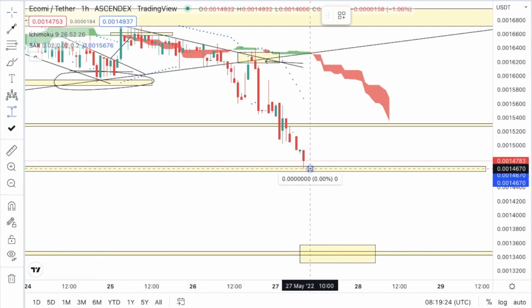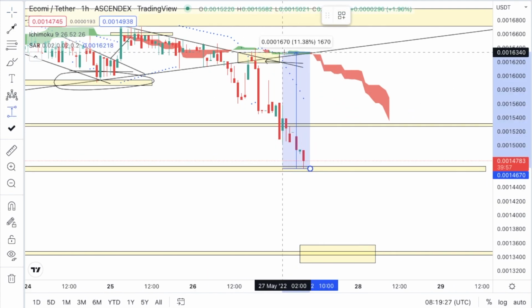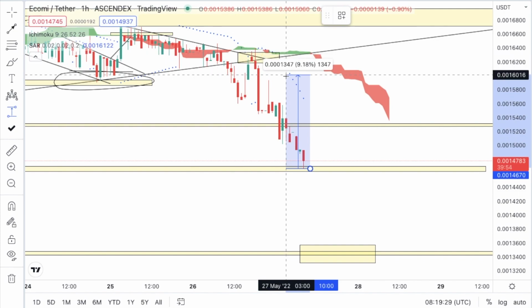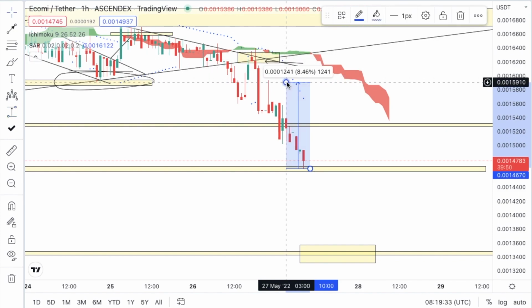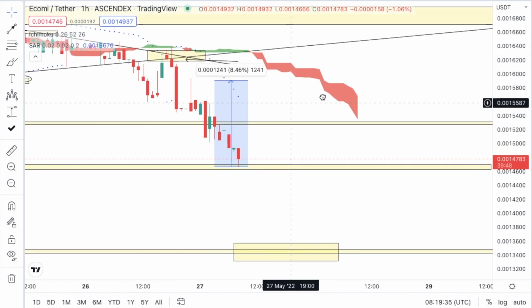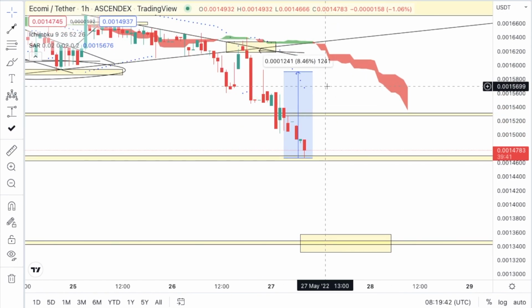We're going to go from the bottom, and we're not actually going to the top, because let's just say you missed out on the opportunity and you actually took it off of this level, 0.00159, okay? So even if you took it off of that level, that is an 8.46%. 8.46 is such a great thing.